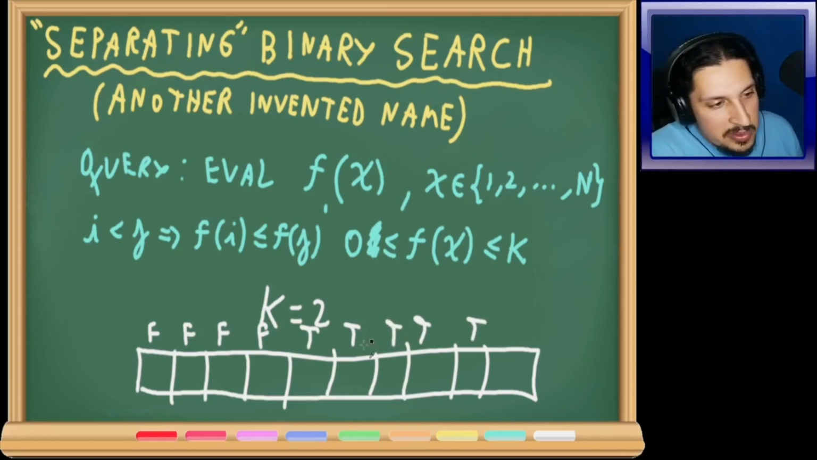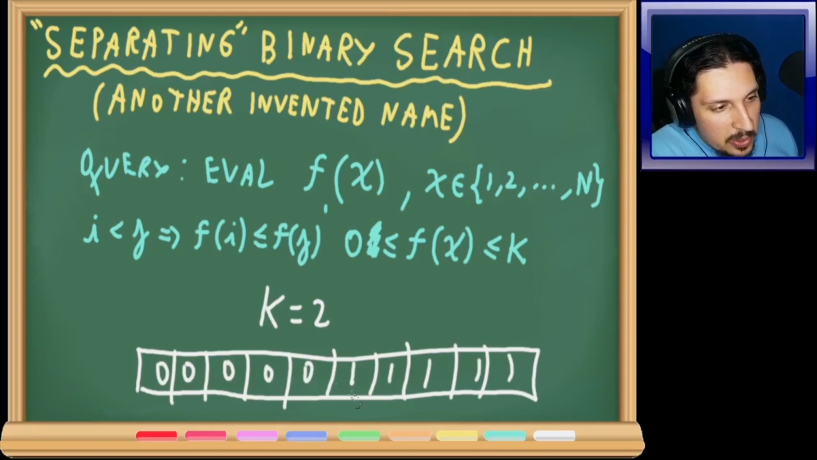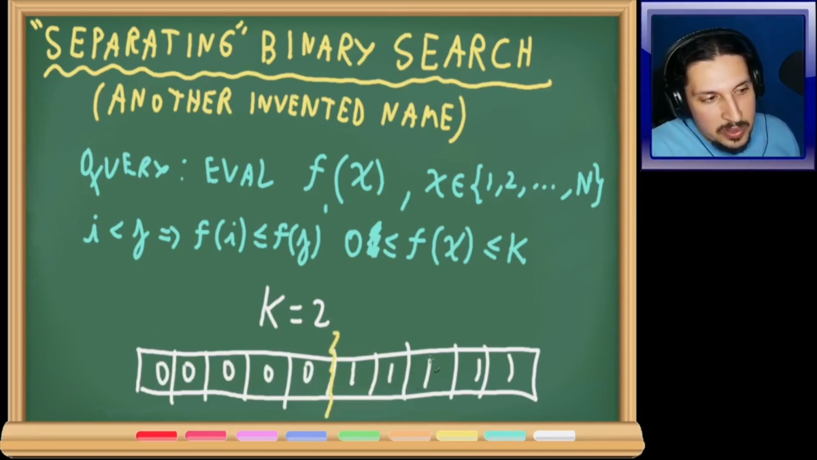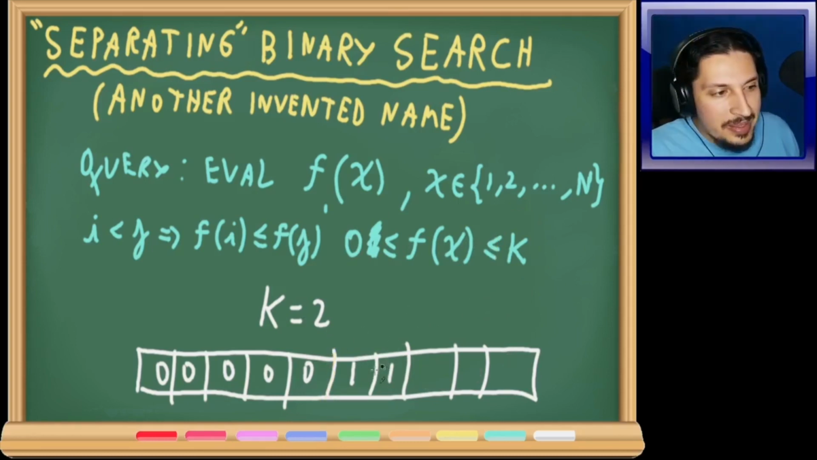And of course, if we change it to numbers instead of true or false, this will be 0, 0, 0, 0, and then 1. And we want to find where the cut is. That is the normal setting of binary search. This is the correct way to think about binary search. And of course, this is the specific case of k equals 2. So this is a generalization of binary search where there is more than one cut that we want to find.